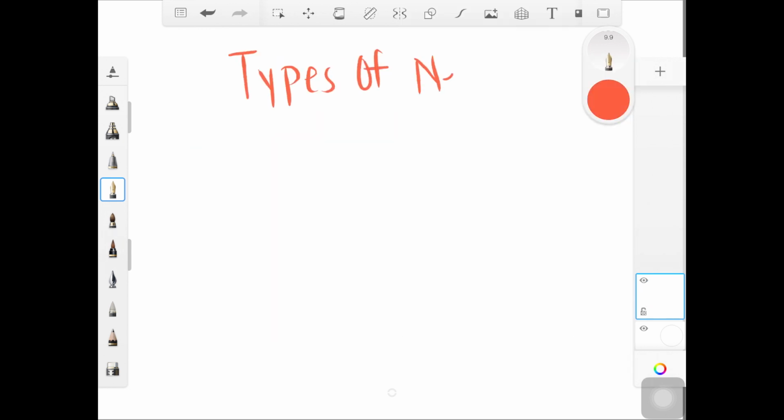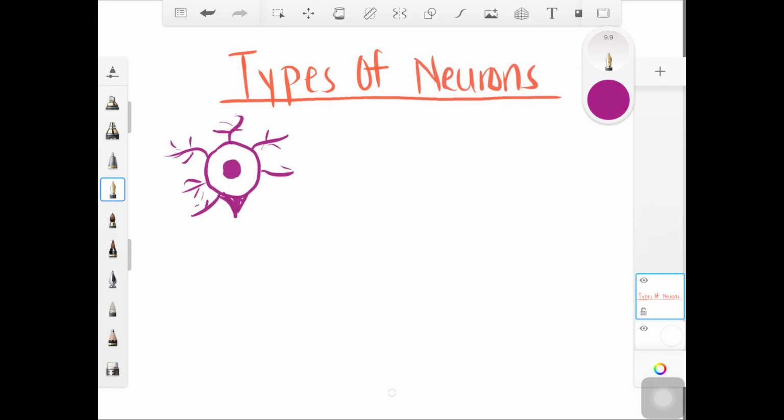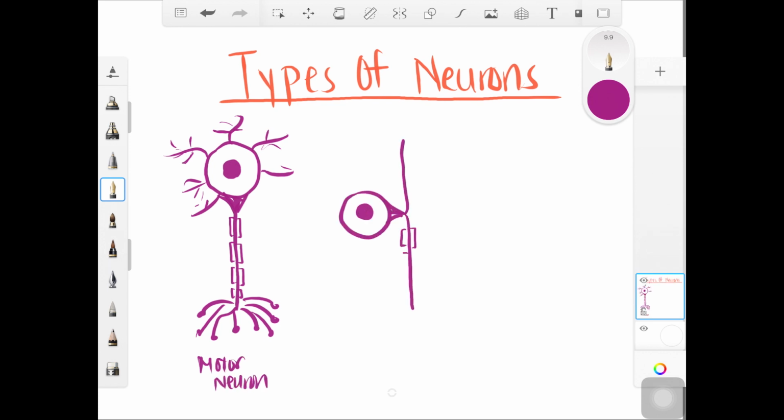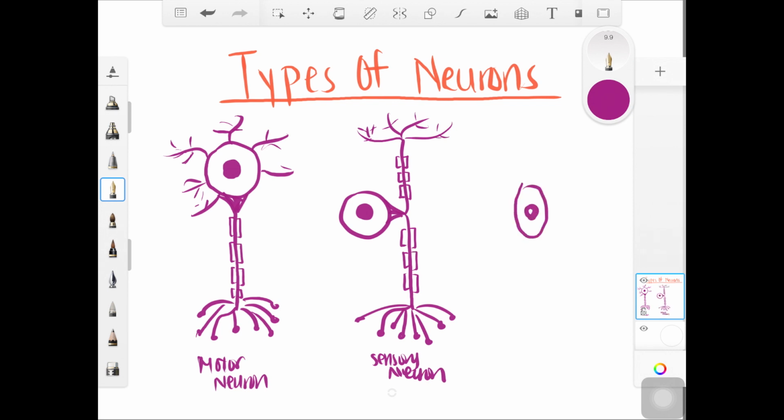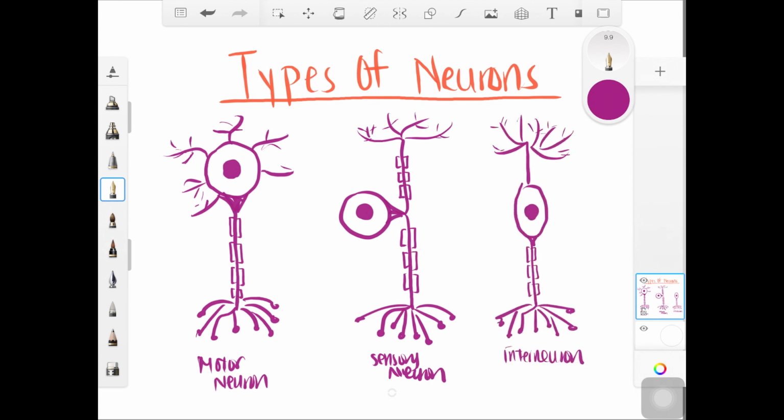There are three types of neurons: motor neurons, sensory neurons, and interneurons. Motor neurons stimulate muscles or glands. Sensory neurons respond to environmental stimuli such as light. And interneurons both receive input from and send input to other neurons.